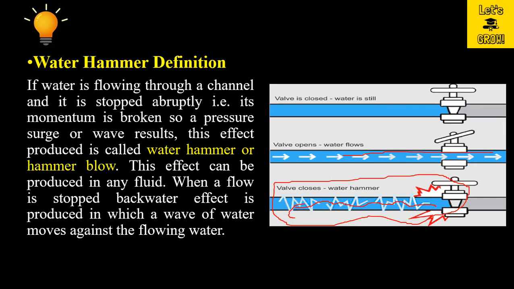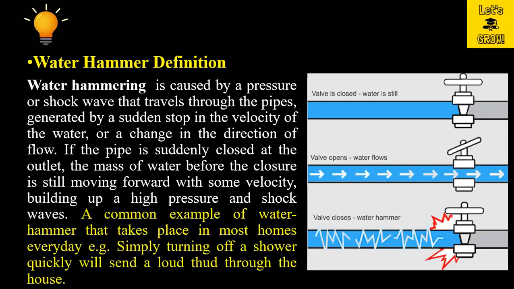This term water hammer is also called hammer blow. This effect can be produced in any fluid. When a flow is stopped, a backwater effect is produced, in which a wave of water moves against the flowing water. So water was flowing in this direction, but the moment you close the valve, a backwater effect will be produced and a wave will start to travel in the opposite direction. This effect is called water hammer.